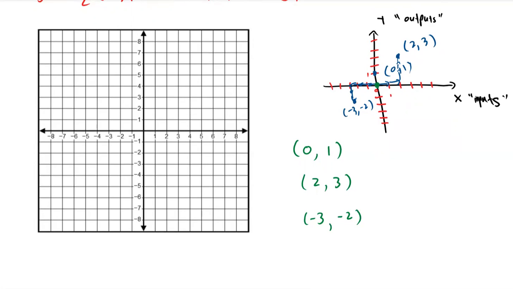Now, just so that the picture looks a little bit better, let's plot it in this actual xy plane that I just copied in. So we have the point 0, 1. We have the point 2, 3. Then we have the point negative 3, negative 2. Now, we could keep plotting more and more points, but you're going to see that basically this is the graph of something that looks like a line, right? A straight line going through all of these points.